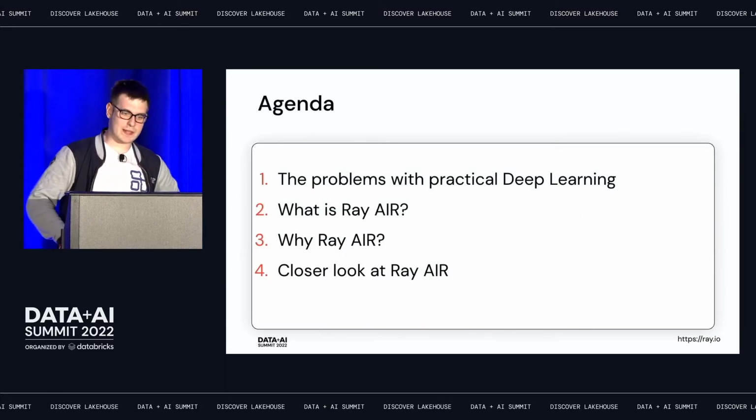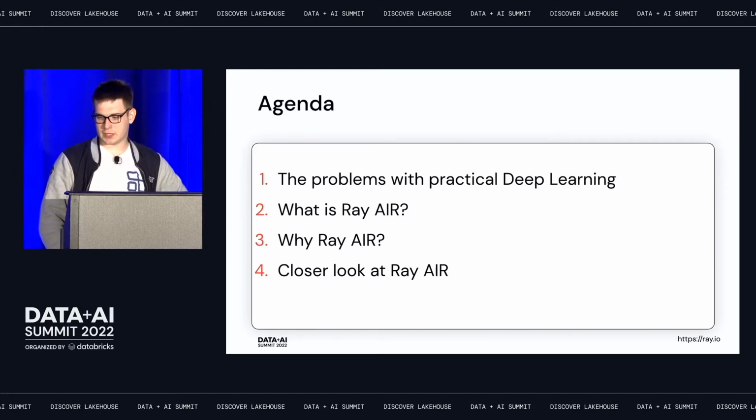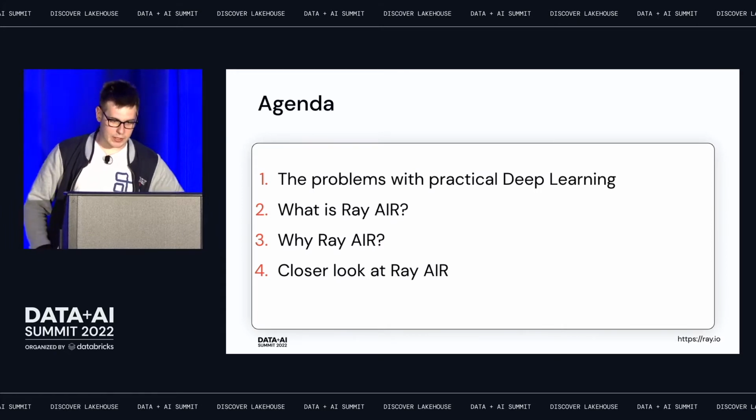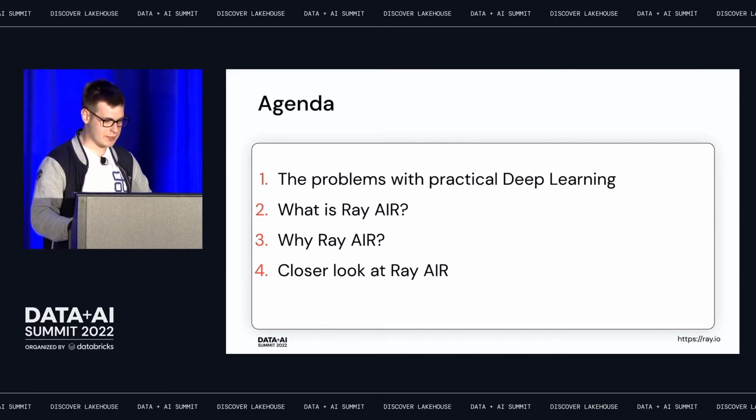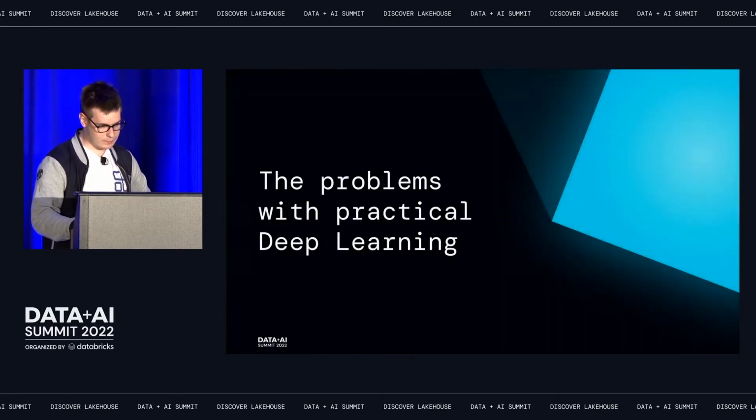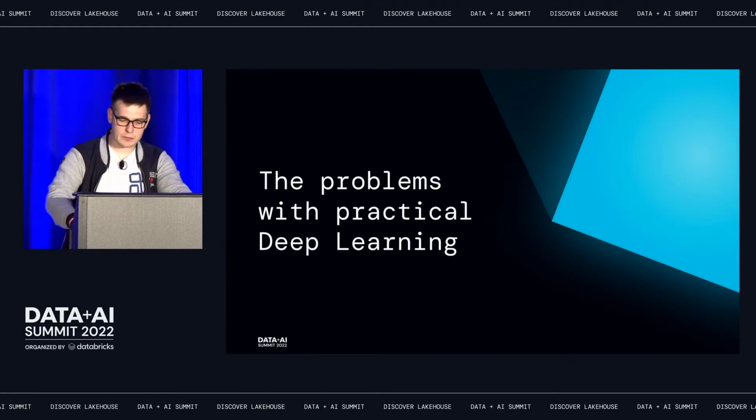So just to quickly set the agenda, first we would like to describe the problems that we have noticed with practical deep learning, and then present what we believe is the best solution to those problems, Ray AI Runtime, also known as Ray Air. Quickly showcase that library, then go a bit more in depth on why we believe that it is the best solution, and finally go on a deep dive into all the different components that make up Ray Air. So yes, let's start with the problems with practical deep learning.